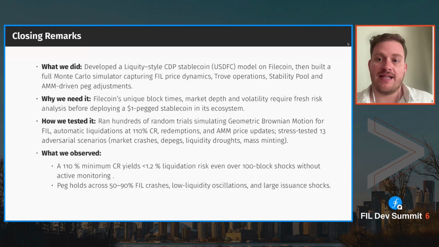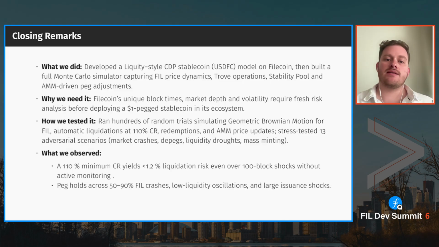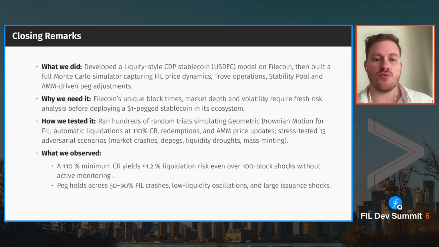Okay, so some finalizing remarks. What did we do? We developed a Liquity-style CDP stablecoin model for Filecoin. We then built a full Monte Carlo simulation capturing full price dynamics, trove operations, stability pools, and AMM-driven peg adjustments. Why do we need this? Well, Filecoin has unique block times, different market depth, and different volatility than ETH, and we wanted to be extra sure that what we have here is safe to use, right? That it will be pegged to 1.